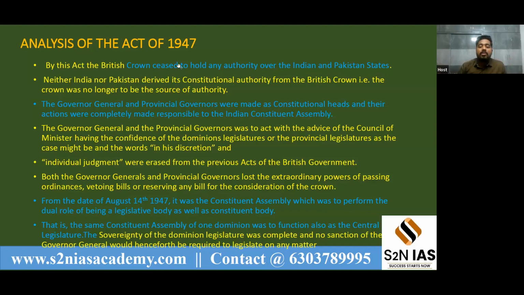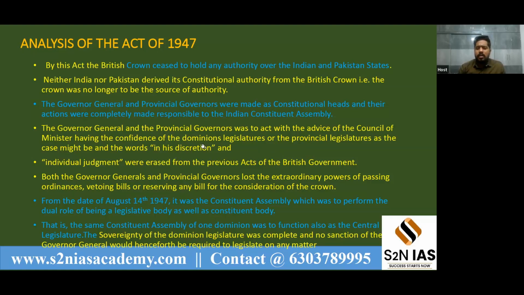By this Act, the Crown ceased to hold any authority over India and Pakistan. Neither India nor Pakistan derived its constitutional authority from the British Crown. The Governor General and provincial governors will act as the constitutional head. They have to act with the aid and advice of the Council of Ministers, meaning the local people, local leaders, having the confidence of the Dominion Legislature in his discretion.